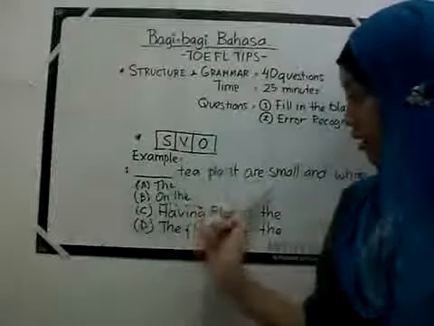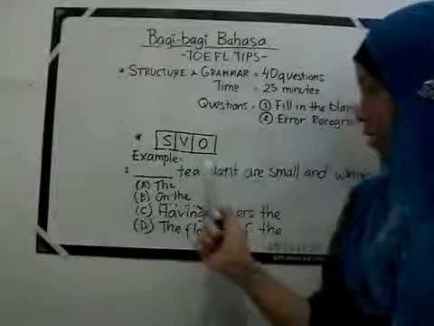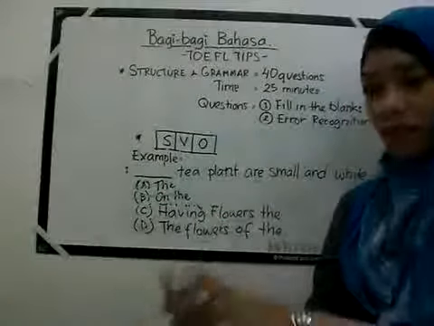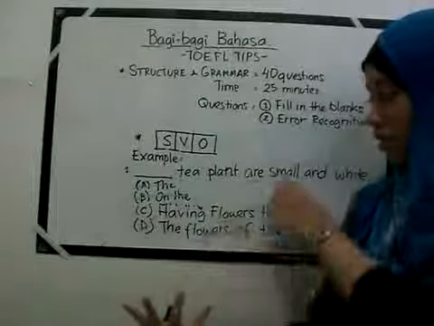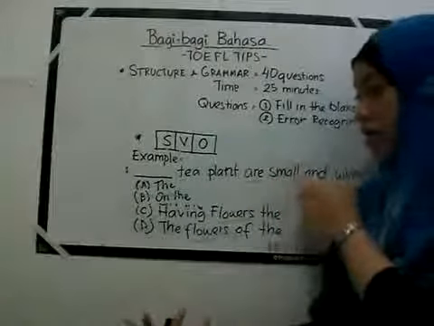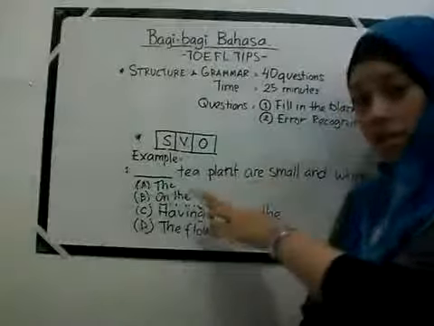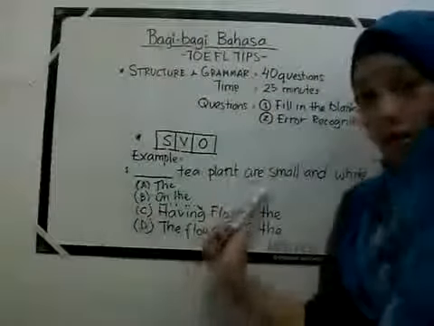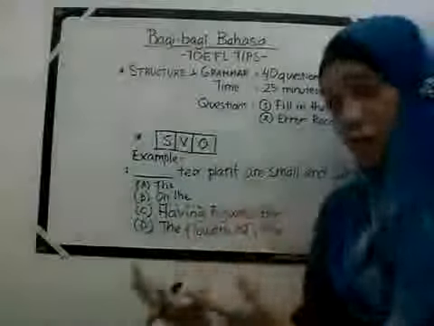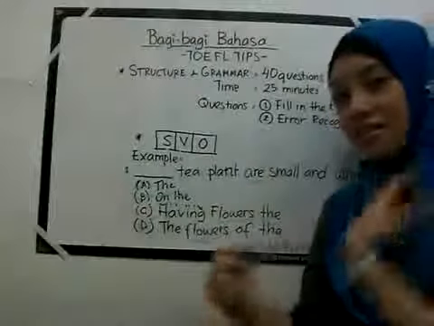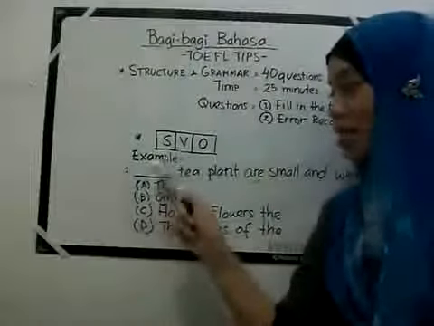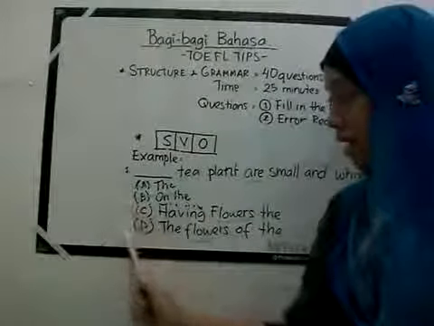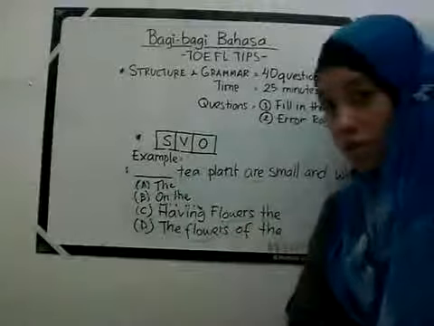The verb here is "are", and the object is "small and white", which are adjectives. So you don't have a noun, right? So this is not describing a noun. It's basically describing the subject. And since we have the verb "are", which is plural, you need a plural subject also. So all you have to do is, between A, B, C, and D, find a plural subject.